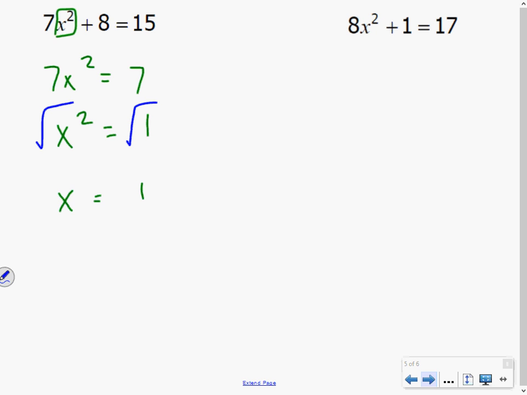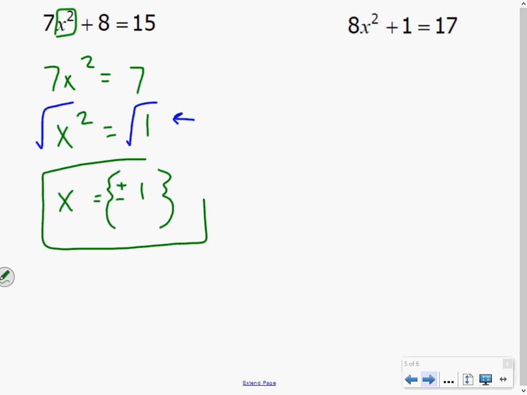If I go back to this step right here, x squared equals 1. There are two values that I could plug in for x that make that true. If I square positive 1, I get 1. If I square negative 1, I also get 1. So anytime we're solving by square rooting and taking the square root, we have to put a plus or minus in front of our number. So this technically represents two solutions. x can be a positive 1 or a negative 1. Okay, let's look at one more.